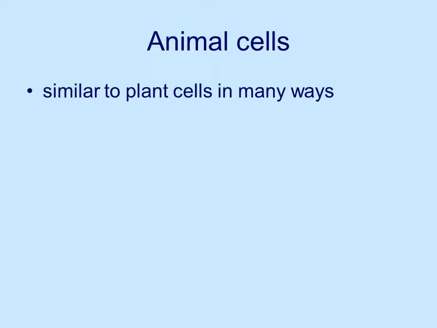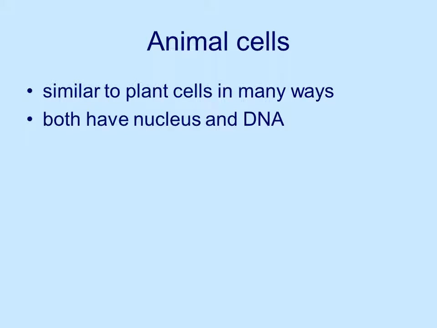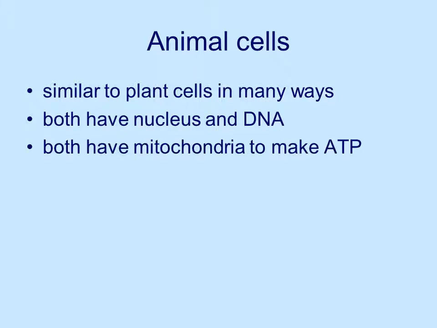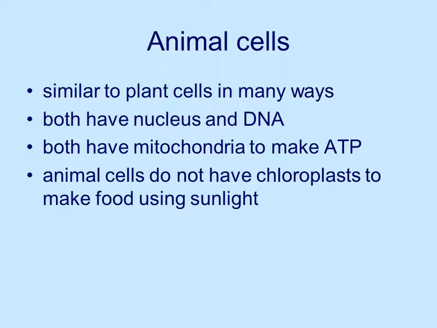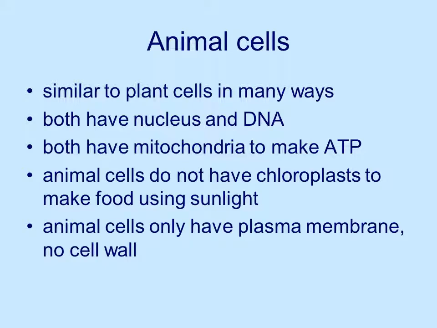Animal cells are very similar to plant cells in some ways. They don't have chloroplasts. They have a nucleus, they have DNA, and both the animal cells and the plant cells have mitochondria, which make ATP, and this is biochemical energy for the cell. Plants have chloroplasts to make food using sunlight. We don't, our animal cells don't. Animal cells need other ways to get their nutrition. Animal cells only have a plasma membrane. They don't have a cell wall.